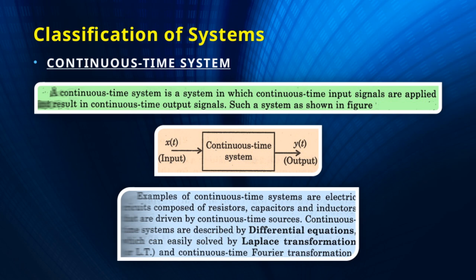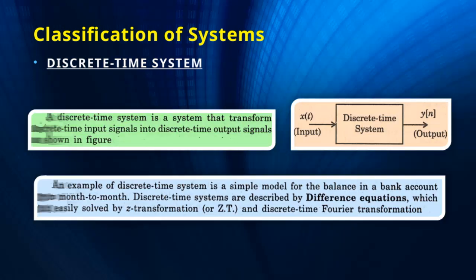Understanding these classifications allows us to analyze and design systems more effectively, ensuring they perform reliably within their intended context. And of course, these concepts tie back into the overall theme of system analysis and control, helping us predict, modify, and optimize system behavior.